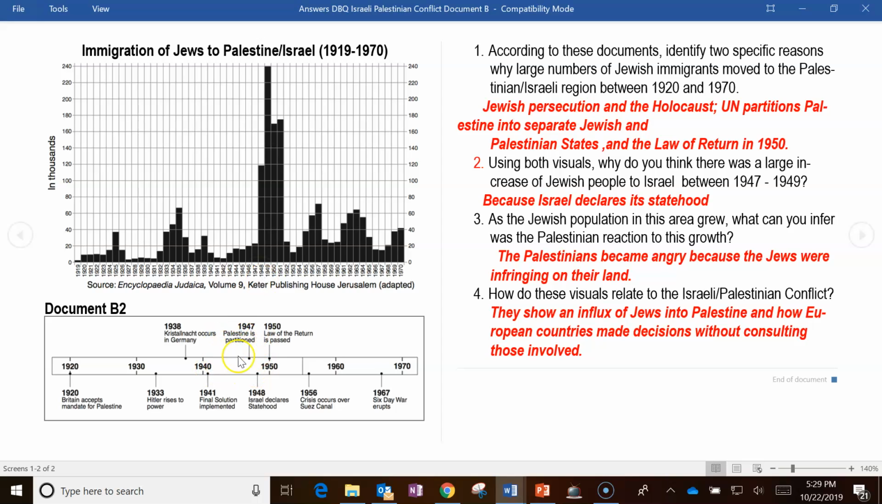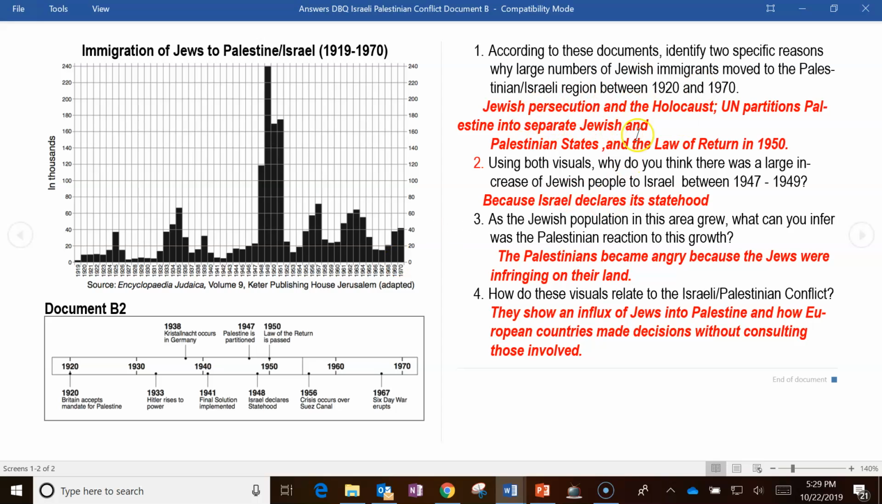And we can see that in 1947, Palestine is going to be partitioned. We know that it's partitioned by the UN, and that's going to separate an Arab Palestinian and a Jewish Palestinian area. And then we know in 1948, Israel becomes a state. So that's obviously going to cause a lot of people to move into the area. And another reason is in 1950, the law of return is passed. This is where Jews sent out a declaration saying that if you were of Jewish birth, then you could come and move to Israel.